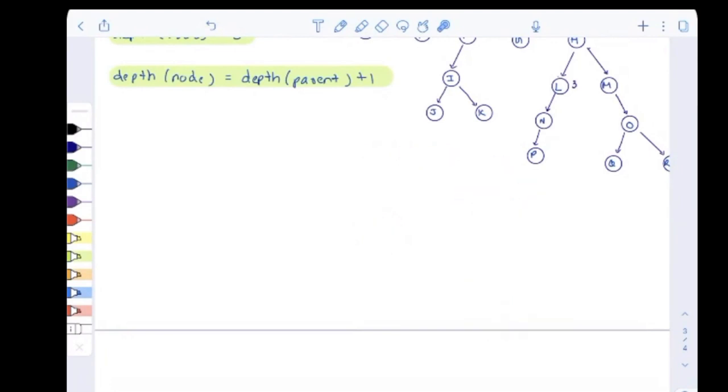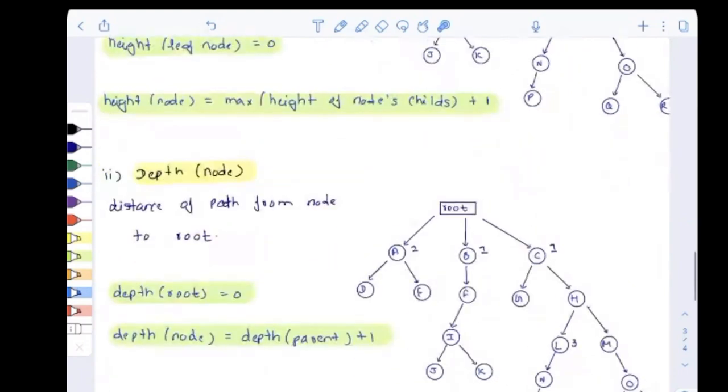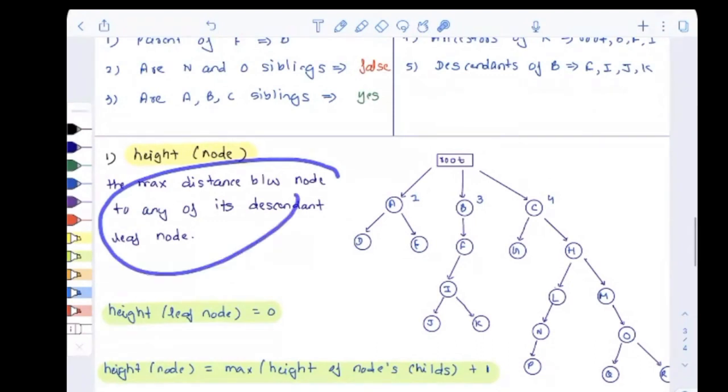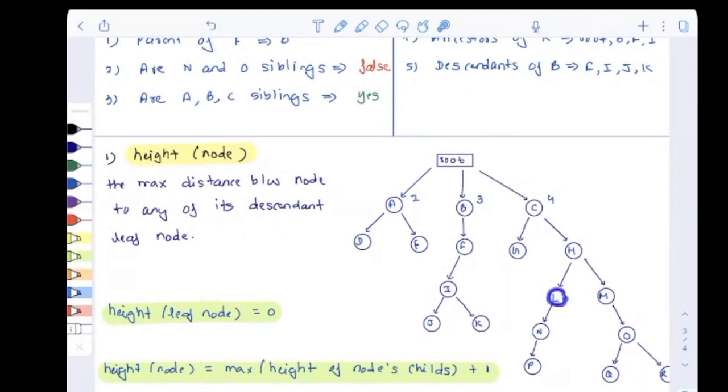But if you don't want to generalize, I will not tell you to generalize this thing. The simple thing here is, just keep the definitions in your mind guys. Height is nothing but the maximum distance between you and any of your descendant leaf. For example, height of L is going to be, there is just one descendant leaf P, so height of L is going to be 2. This distance we are considering guys, this distance.